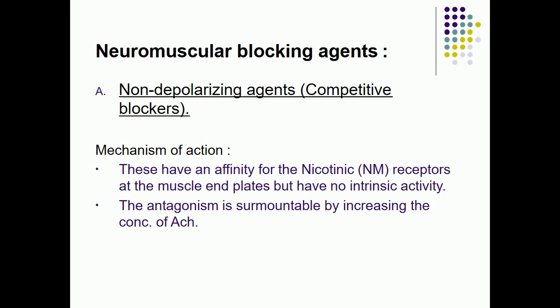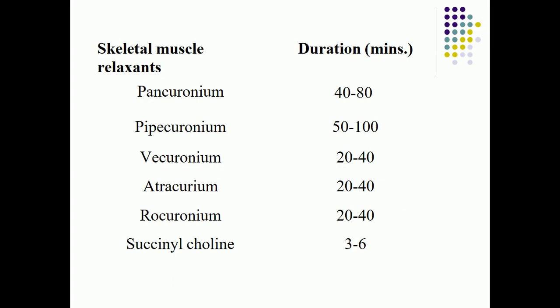Neuromuscular blocking agents: the first one is the non-depolarizing agent, also called the competitive blocker. The mechanism of action of this neuromuscular blocking agent is that it has an affinity for the nicotinic receptor at the muscle end plate but has no intrinsic activity. The antagonism is surmountable by increasing the concentration of acetylcholine, which is the neurotransmitter.